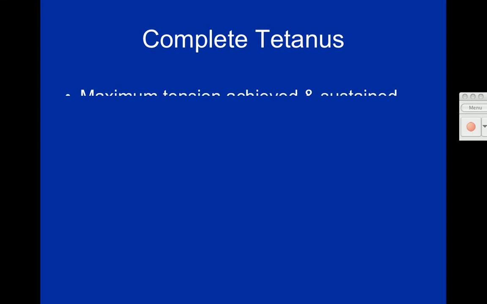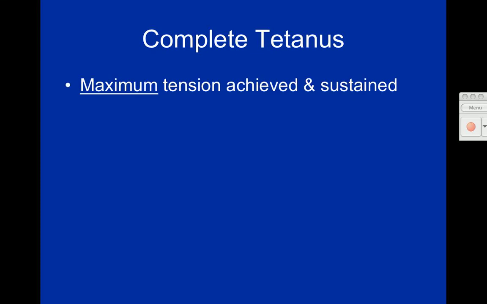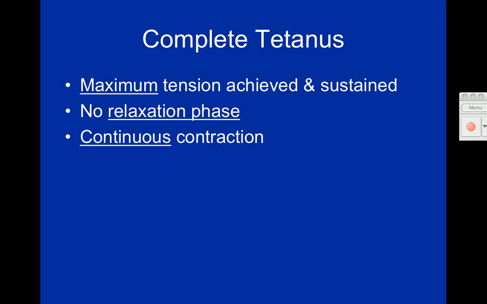Complete tetanus is where we achieve maximum tension, and it is sustained. There is no relaxation phase of the twitch, so we hit the new stimulus just at the moment that the previous one is reaching its peak. It is a continuous cycle of contraction.